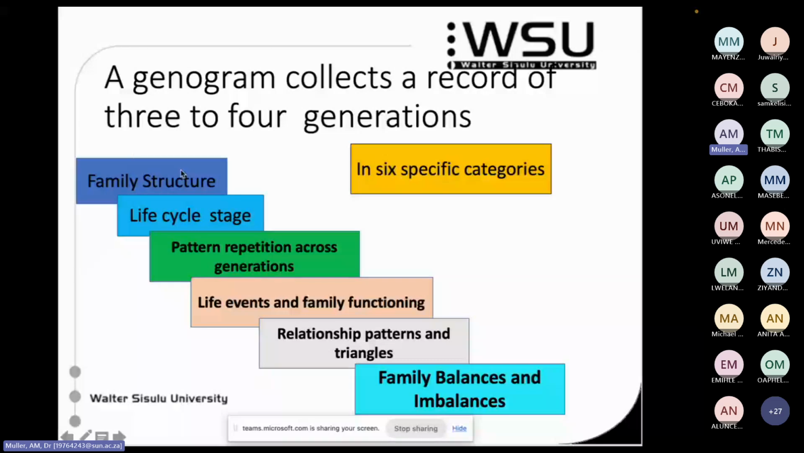You will be able to identify the life cycle stage which each of the people in that genogram is at. You can start seeing if there are patterns across the generations. For us as doctors, we're obviously looking at medical patterns. It also helps to give us an idea of life events and family functioning, of how that family is operating. You can start seeing all the relationship patterns, so who's supporting who and where there's conflict, and also where there are areas of balance and imbalance. So starting off with a very basic skeleton picture, and then actually having a very dynamic understanding of a family can all be captured in your genogram.